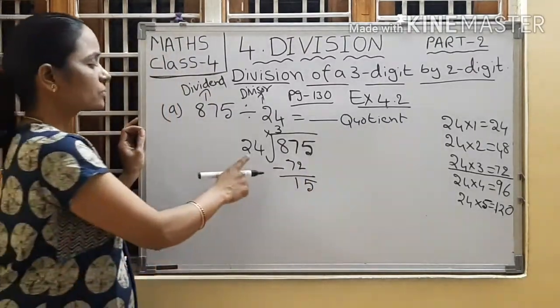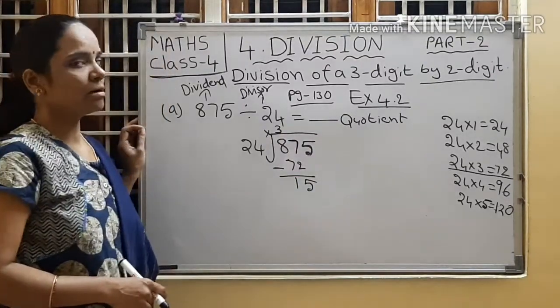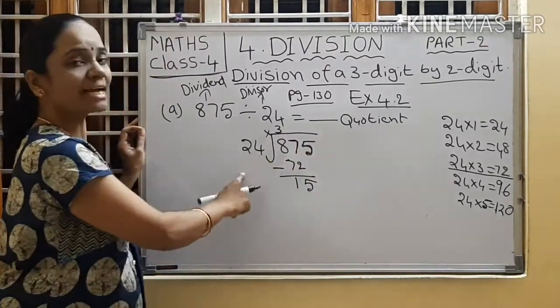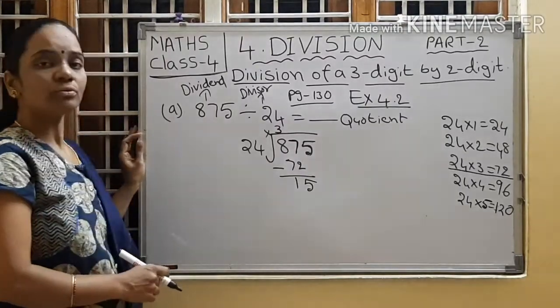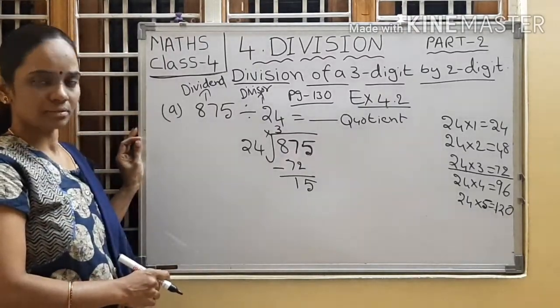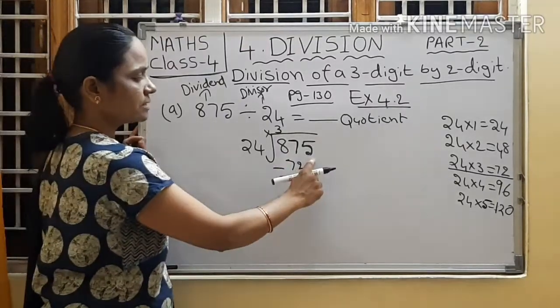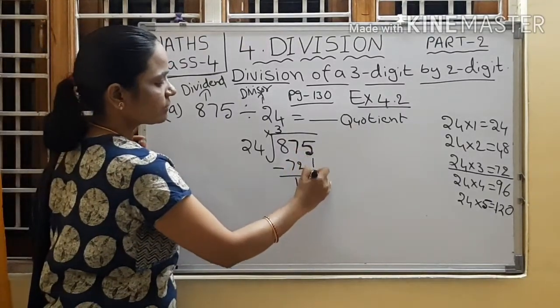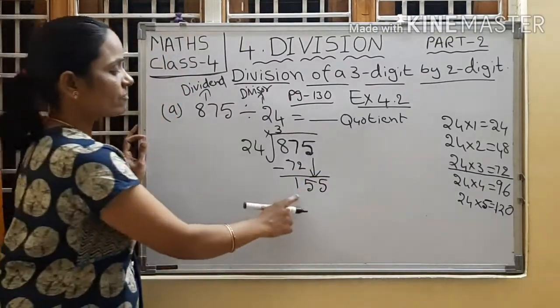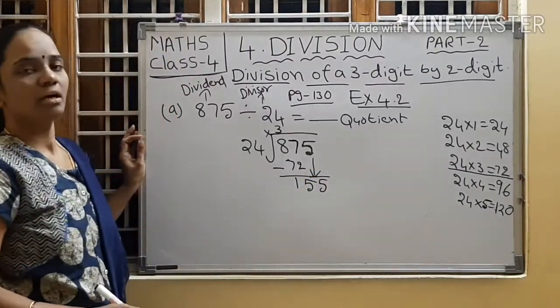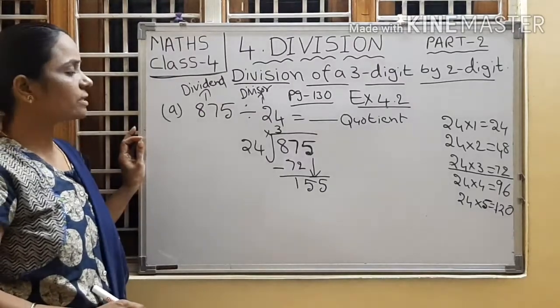Children tell me, will 24 divide 15? No, because 15 is smaller than 24. So 24 will not divide 15. Then what do we have to do? Next step, take the next digit, that is 5. Bring down 5. Now it is 155. Will you get 155 in the 24 table?